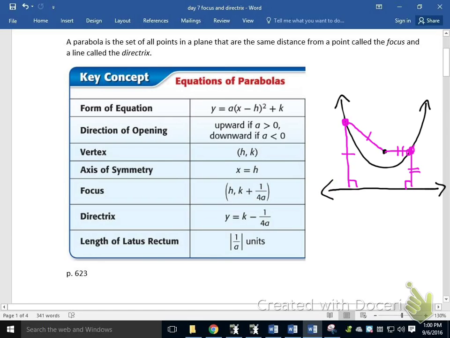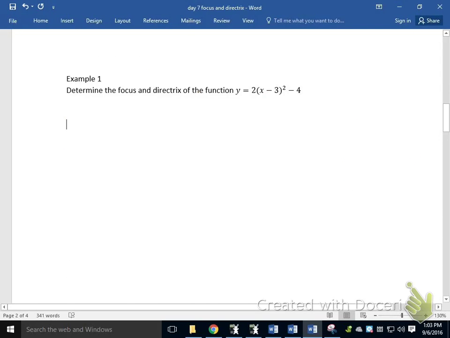We do not need to worry about the length of the latus rectum. That's actually the line segment that's horizontal going through the focus. That right there, that would be your latus rectum going from this end point to this end point. But not something in our class, and I've actually never heard about it until teaching this class, and our textbook used it. So in example 1, we're going to determine the focus and directrix of this function.